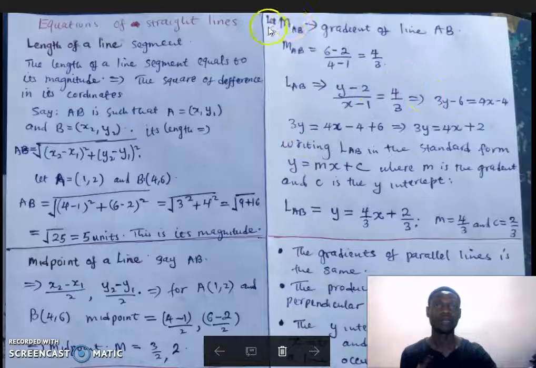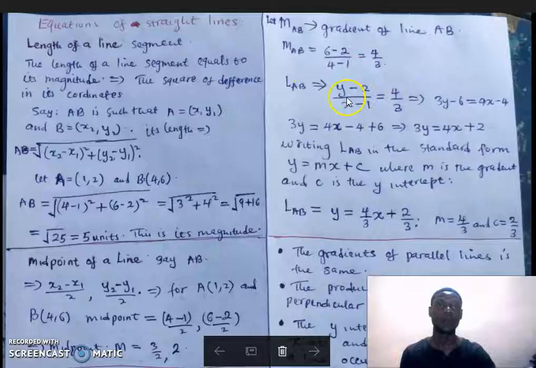For example, let M subscript AB be the gradient of line AB. So our M subscript AB will be equal to 6 minus 2 over 4 minus 1, which is the gradient of our line AB, which we found earlier here. Then to get the equation of that line, we use 1 point.